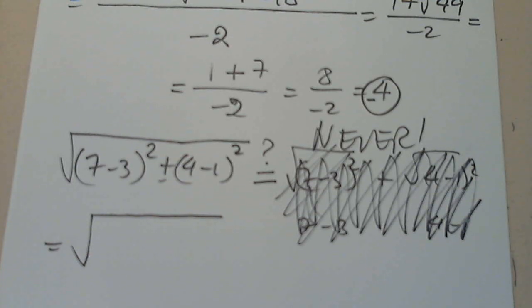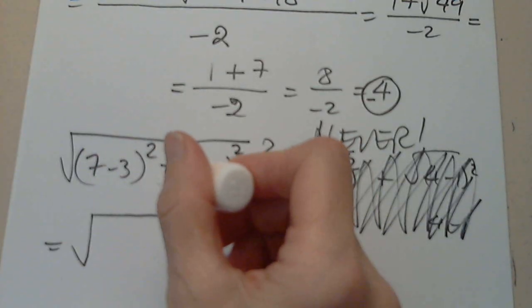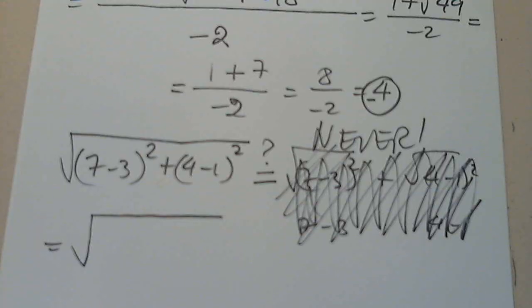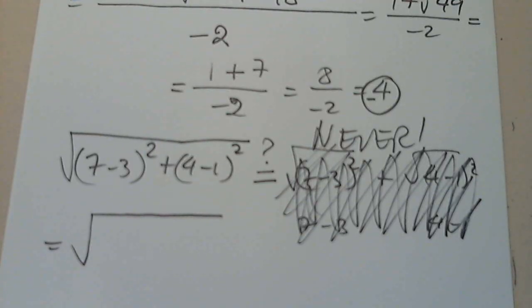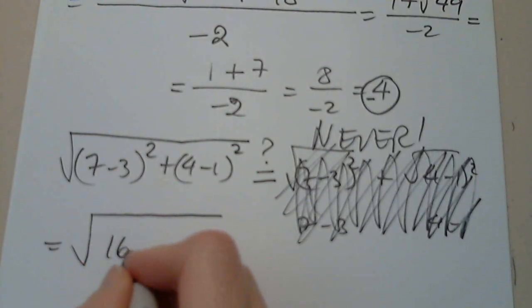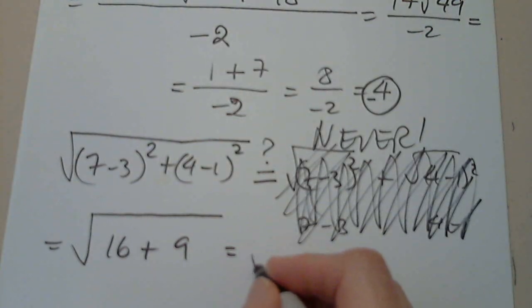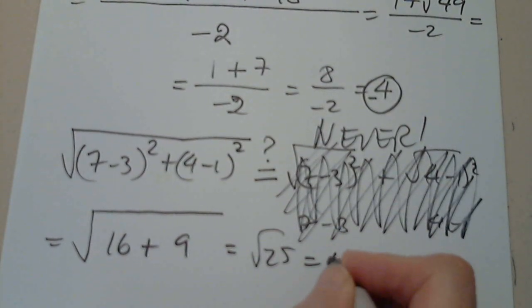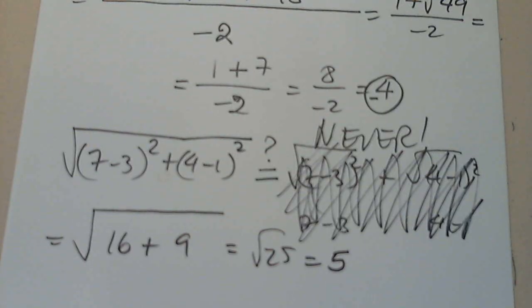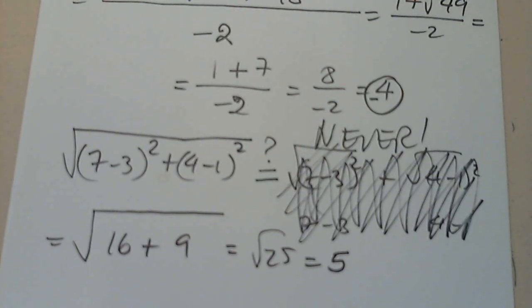So 7 minus 3 and then squared. 16. Perfect. And then 4 minus 1 and then squared. 9. Now I can perform the inside, which is the square root of 25. So then the answer is 5. Very good. And then the answer is 5, and we move on.